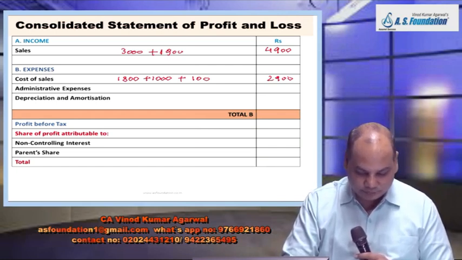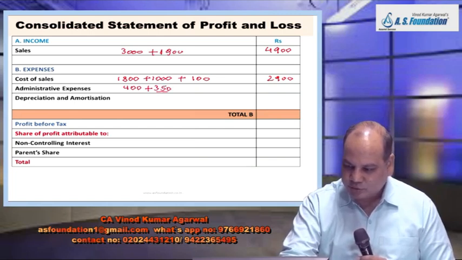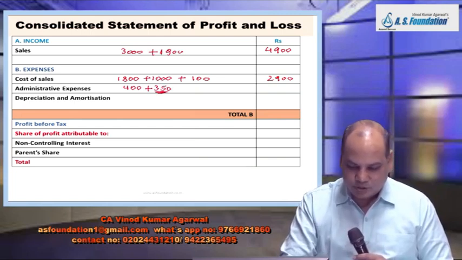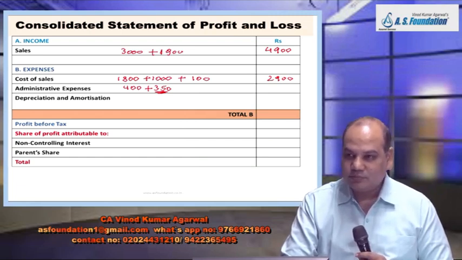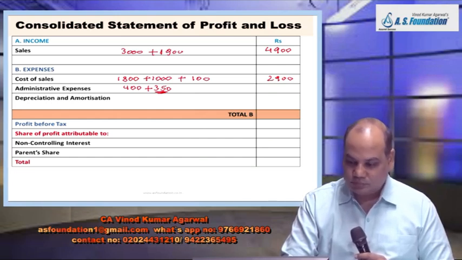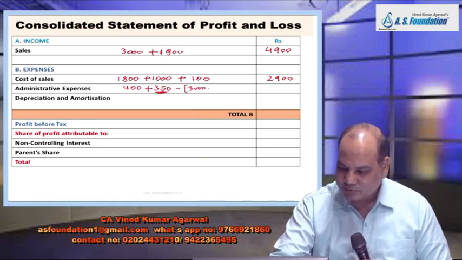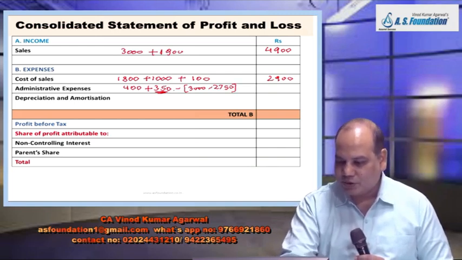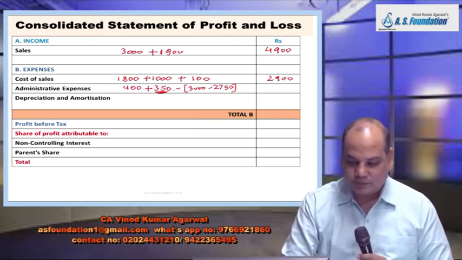Administrative expenses, 400 is given plus 350. And it includes depreciation of subsidiary. How much? 250. So 3,000 was the opening balance, and now it is 250, 2750. So depreciation of subsidiary I can identify, but depreciation of parent I cannot identify.